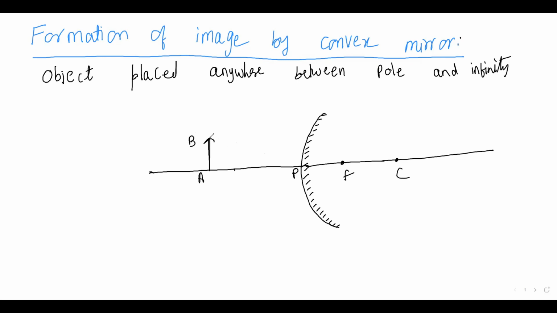First rule says that a ray parallel to principal axis will reflect in such a way that it appears to be coming from focus. I applied the first rule. Next rule, a ray passing towards center of curvature will move back in the same direction.